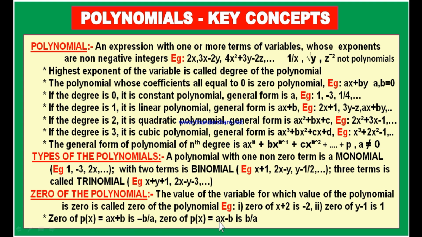Similarly, if we look at another polynomial, ax minus b, and substitute x is equal to b by a, then this a and a will be cancelled, you will get b, and b minus b will be 0. So if you substitute b by a for the variable x and simplify, you get 0. This b by a is called zero of the polynomial ax minus b. Understood? Very good, dear children.